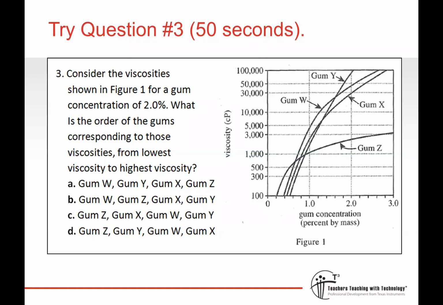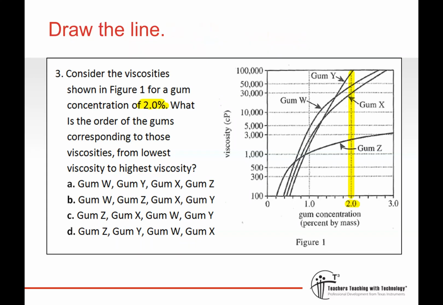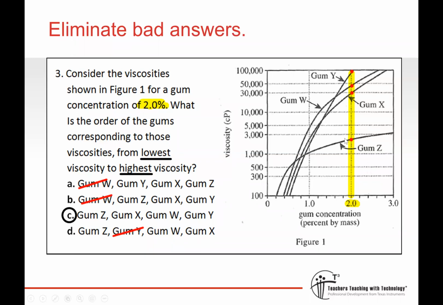Okay, so this one we're using a chart, a graph in this case, and we're looking at 2%. And we've got to put them in order from lowest viscosity to highest viscosity. Well, I think we can spot that gum Z is the lowest, right? So that's why we're eliminating A and B. So it's either C or D. Well, if gum Z is the lowest, the next lowest would be gum X, and that's got to be letter C. I'm not going to spend time checking the other two and make sure it goes W, then Y, because this is the only choice.